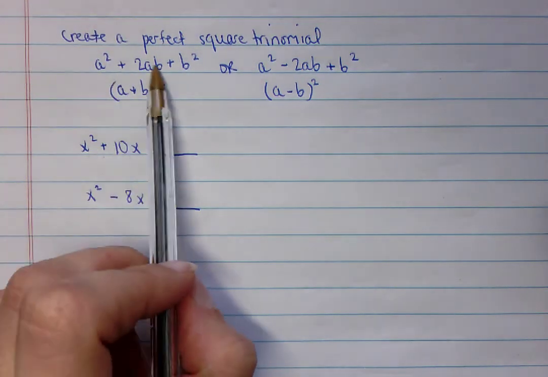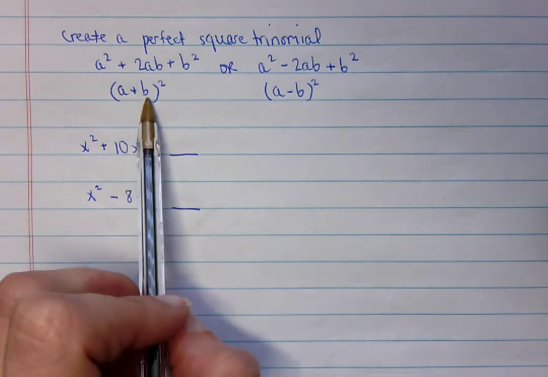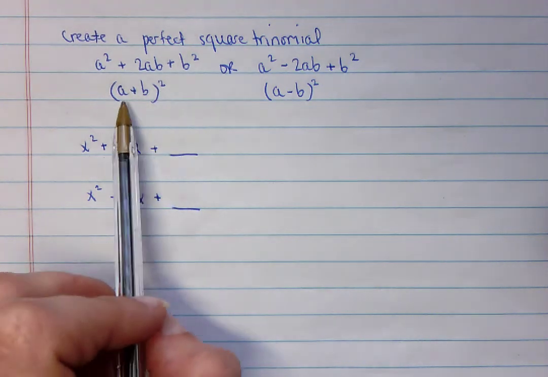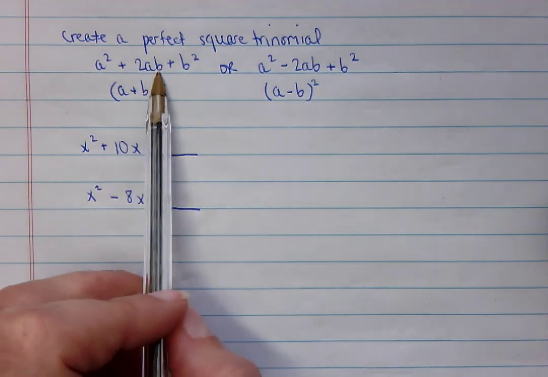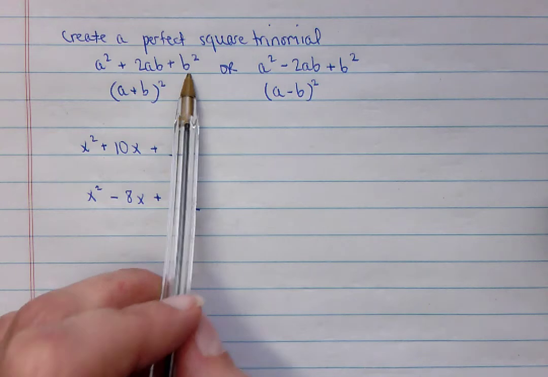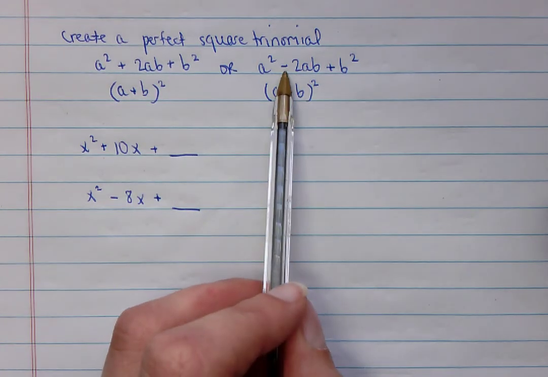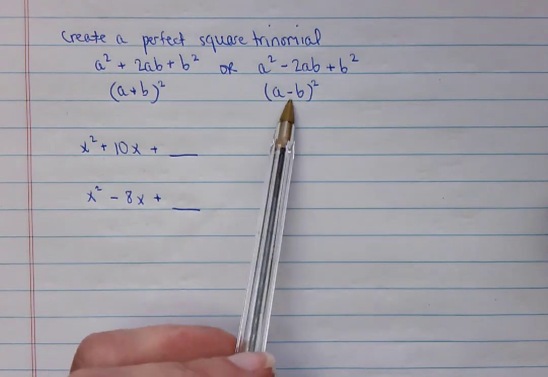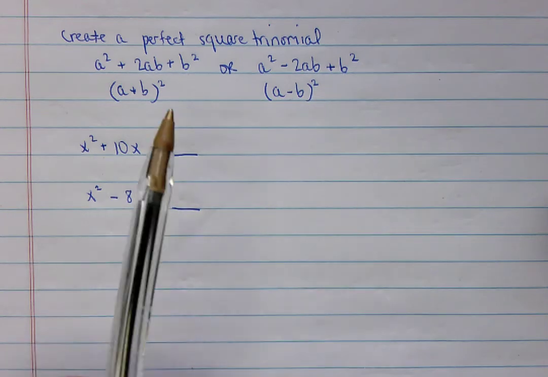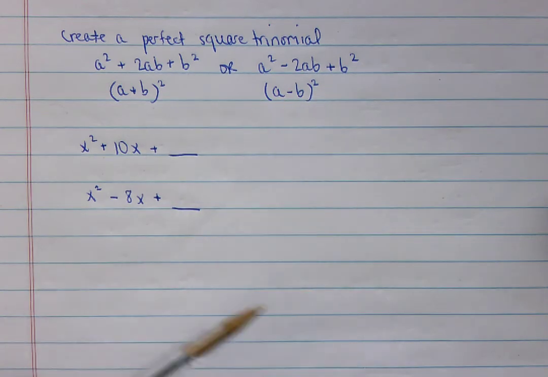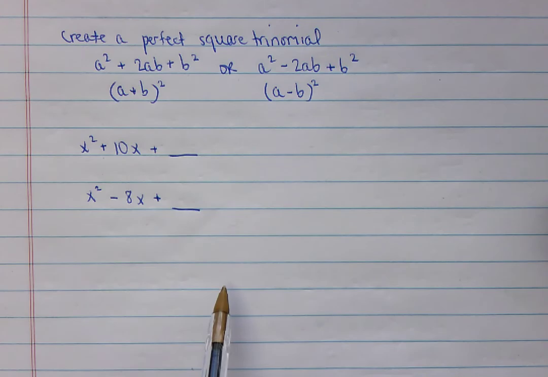This one here, all the terms are positive, and when you factor it, you end up getting (a + b) squared. If you were to FOIL this back out, you would end up getting a squared plus 2ab plus b squared. Okay? This one over here, the only difference is the middle term is negative. So when you factor that, you're going to have (a - b) squared. So these are perfect square trinomials, and what we're trying to do here is create a perfect square trinomial.